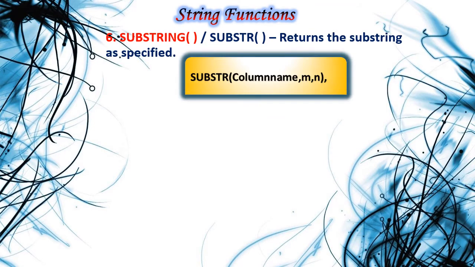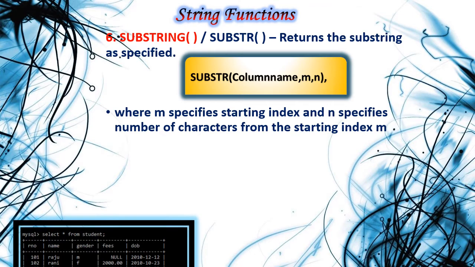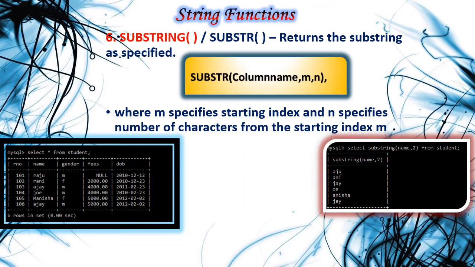And substring means it returns the part of the string from the given string. So column name is the name of the column, or you can give the string. And M specifies the starting index, from which position onwards you want to fetch the string, that is the starting position. And N means the number of characters from the starting position you have to fetch. For example, student table, I'm going to fetch name comma 2. So from the name column we are going to extract the string, and starting position is 2.